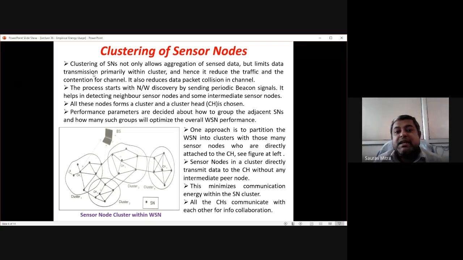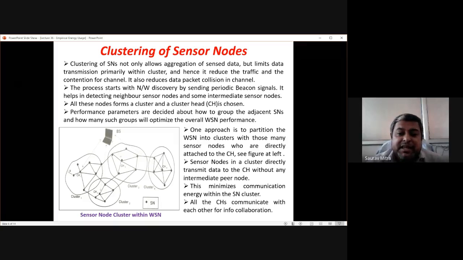Clustering of sensor nodes allows data aggregation only within the sensed area, that is the distributed sensed area. It limits data transmission primarily within the cluster, and hence reduces the traffic and contention for the channel, and it also reduces data packet collision, because packet transmission between two different clusters is not allowed. The process starts with network discovery by sending a periodic beacon signal. It helps in detecting the neighbor sensor nodes and some intermediate sensor nodes. All those nodes form a cluster, and a cluster head is chosen. How to choose a cluster head, we will see in the next slides.